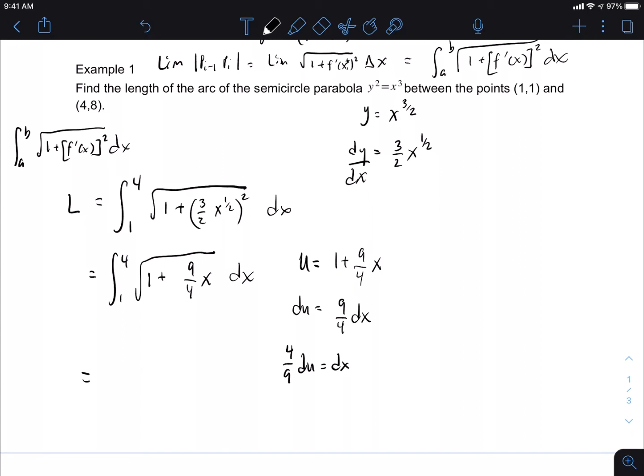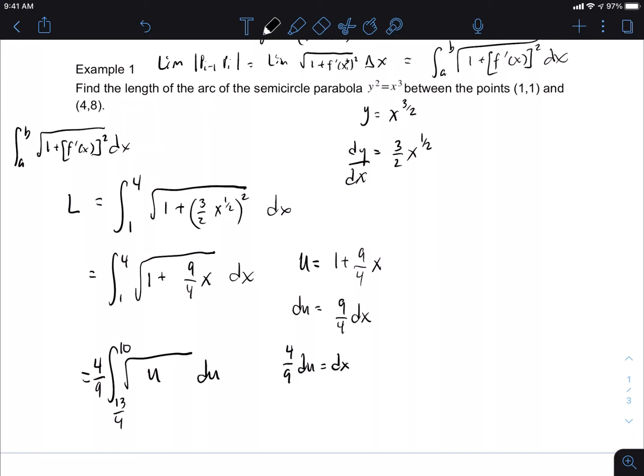Now, from here, I'm going to change a bunch of stuff. I'm going to change my bounds, okay? When I change my bounds, I'm going to have a 4/9 in front, right? That's because of this right here. And then my integral is going to be the integral of the square root of u du. But my bounds are going to change because I don't want to go back to x's. So when I plug in 1, my lower bound is going to become 13/4. And my upper bound is going to become 10.